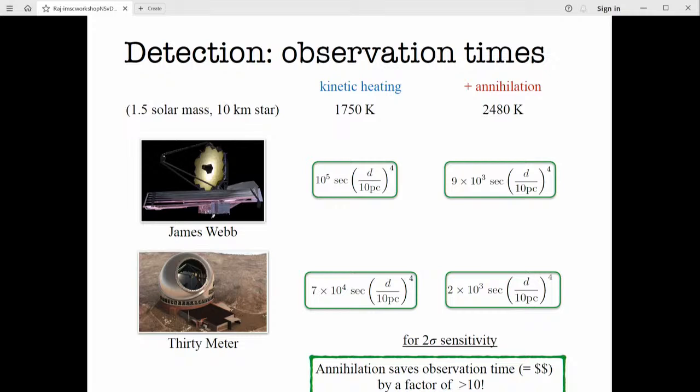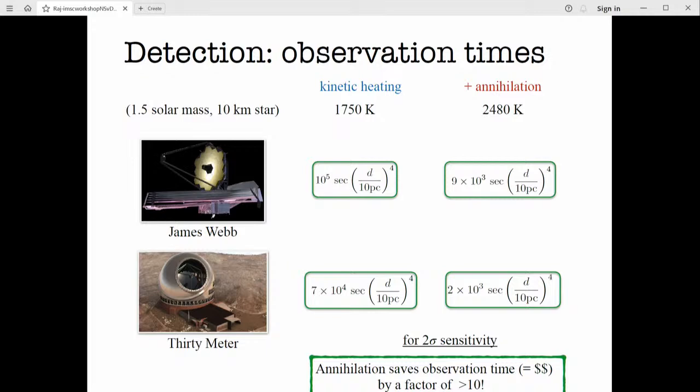The advantage of that is that at the James Webb, for instance, the observation time required for a 2 sigma sensitivity, 2 SNR, goes down by a factor of 10 if you have that extra luminosity. But for that, nature has to have a few more conspiracies going on. For this, I just need to turn on a nucleon dark matter cross-section. But if nature is kind, you can save a lot of tax dollars and save a lot of money.